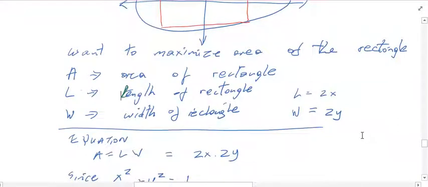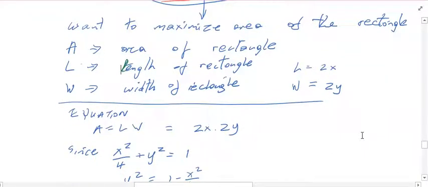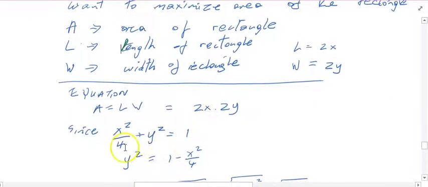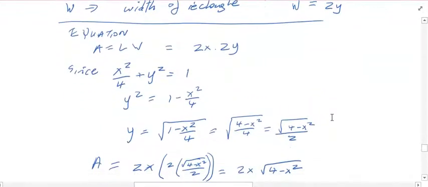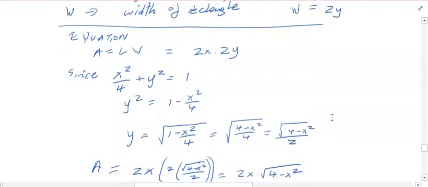Okay, so the equation is A equal to L times W, which is 2x times 2y. Since x squared over 4 plus y squared is equal to 1, we get y squared is equal to 1 minus x squared over 4. We want to plug that back into our area equation at some point, but we want to find y by itself. y would be equal to radical 1 minus x squared over 4. Keep on simplifying: radical 4 minus x squared over 4 would be radical 4 minus x squared over radical 4, which is radical 4 minus x squared over 2.